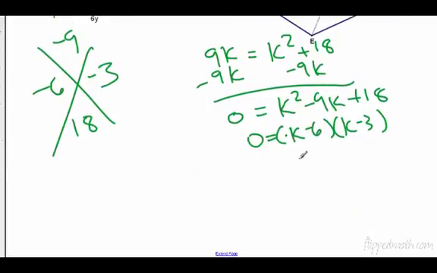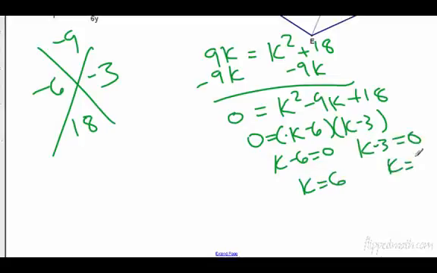Remember our zero product property? We can now set each one of these up equal to 0. Sully taught us this. Thanks, Sully. You're so cool. All right, so we get k equals 6 and k equals 3. You need both of those with a big fat or in the middle.